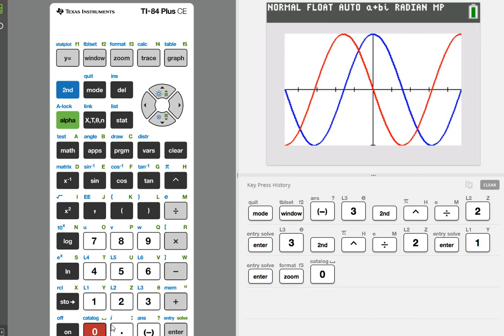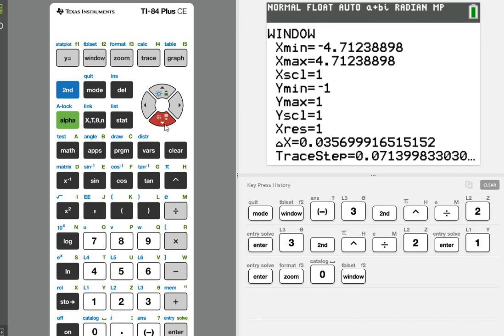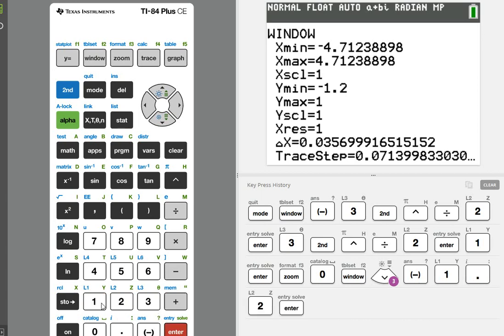But there's a couple things that I might want to clean up here. Sometimes it bothers me that this function just barely fits. I want a little wiggle room above and below here. Put in the y equals. So I'll widen this, maybe negative 1.2 to 1.2. Just makes me a little bit nervous.